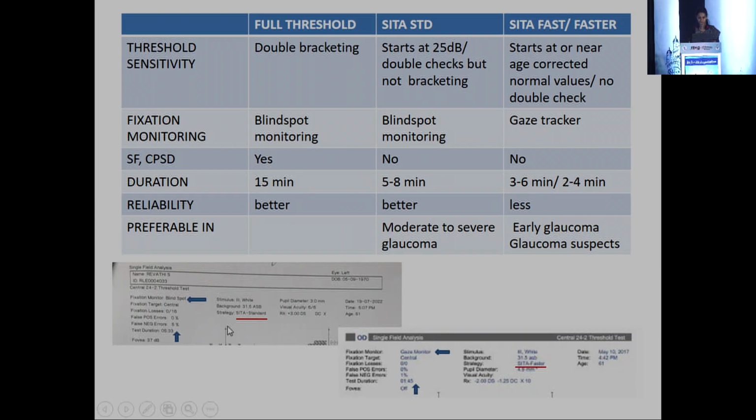This is the SITA Standard. Fixation monitoring is done with blind spot monitoring, whereas in SITA Fast and Faster, it's done with gaze tracking technology. This also helps in reducing the testing time. Full threshold takes around 15 minutes. SITA Standard takes 5 to 8 minutes, and SITA Fast and Faster even less.